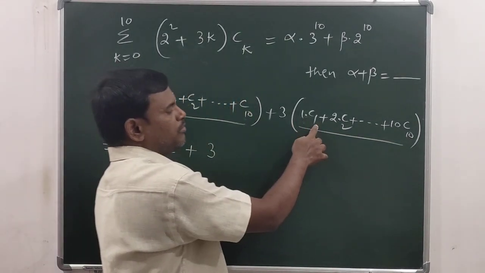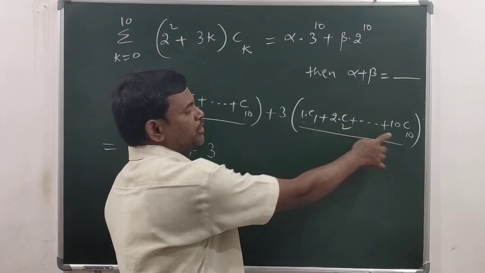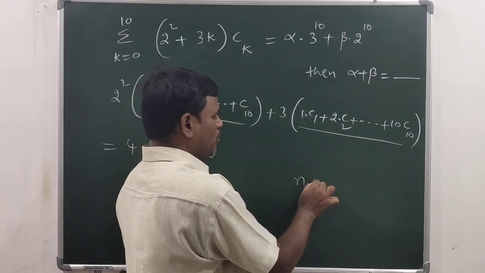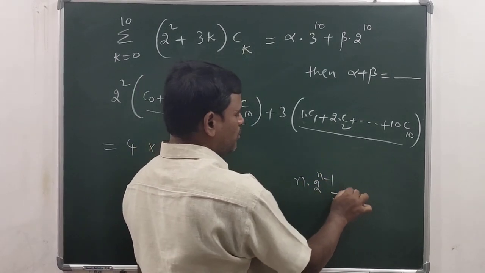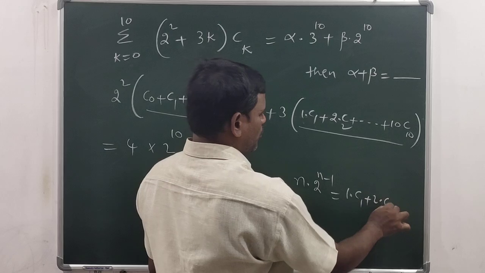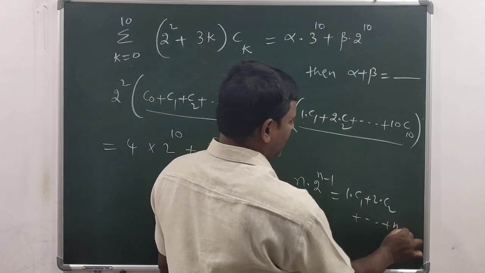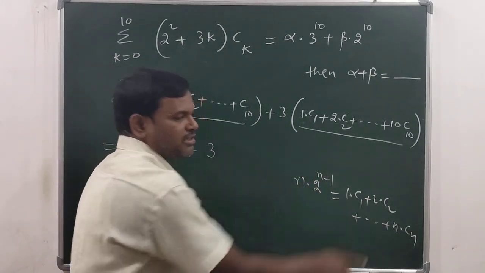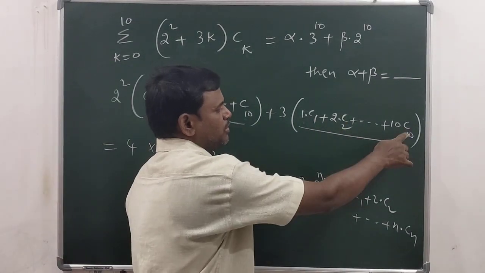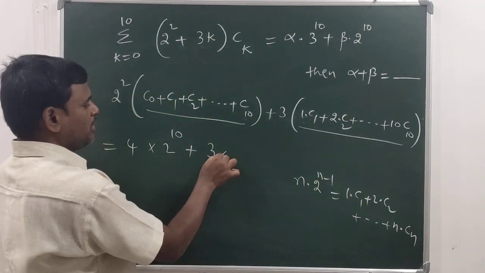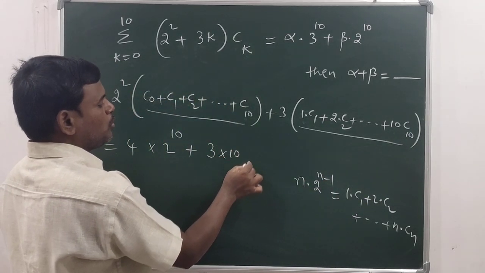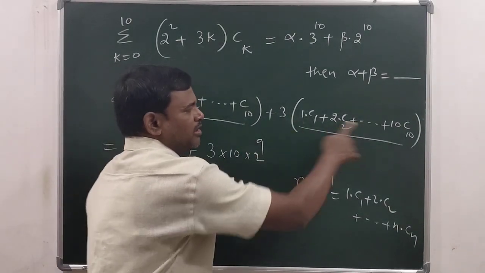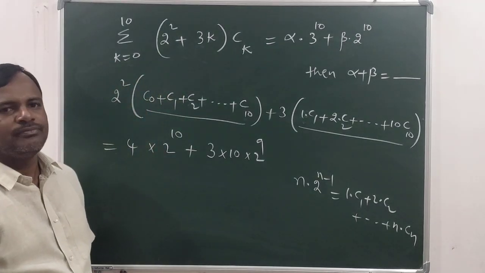So here 1 into C1, 2 into C2, 10 into C10. You read this formula: n into 2 power n minus 1 is equal to 1 C1 plus 2 C2 and so on till n into Cn. So I am going to apply this relation in place of this. Here n value is 10, so 10 into 2 power 9 you will get. Okay? I hope we have got it.